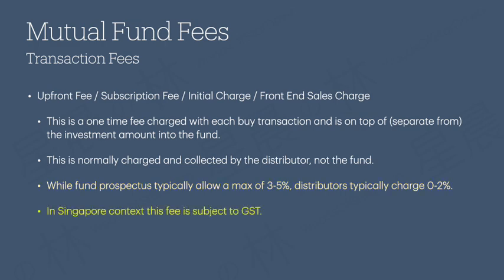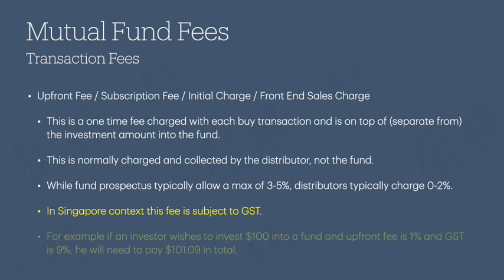Given this is a transaction fee, in the Singapore context, this is subject to the Goods and Services Tax, or GST. So, for example, if you would like to invest $100 into a mutual fund, and the distributor is charging you a 1% upfront fee, and the GST is 9%, you will need to pay $101.09 to the distributor. The distributor then takes the $1.09 before transferring $100 to the fund provider for the transaction.